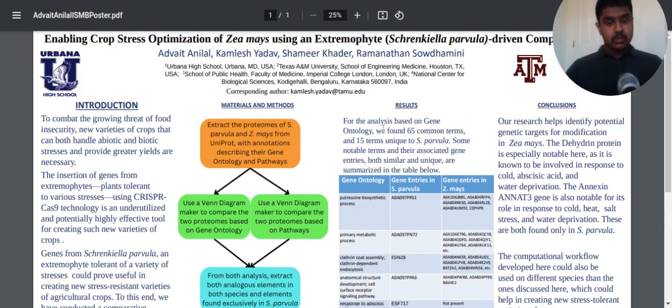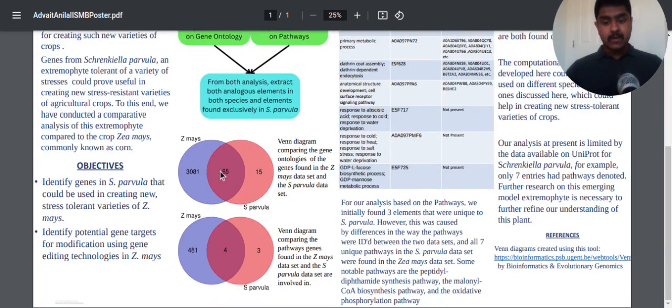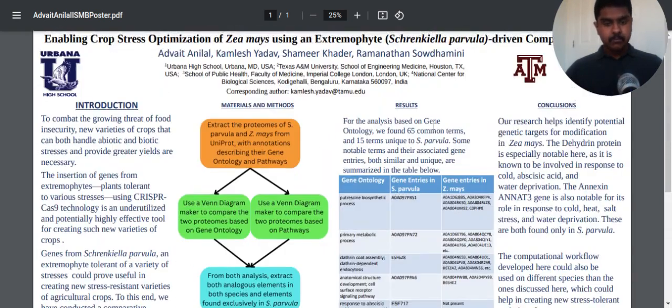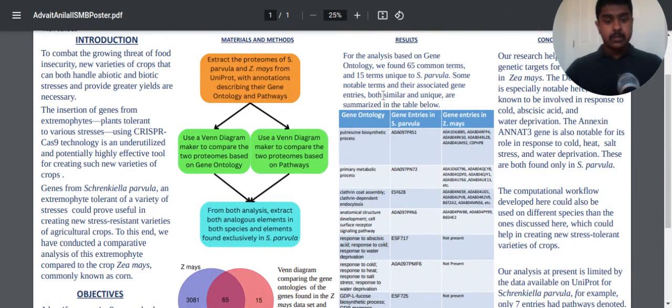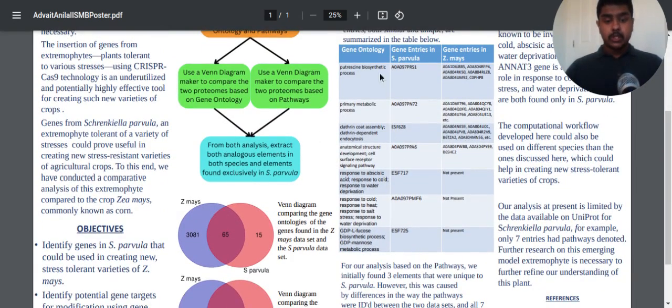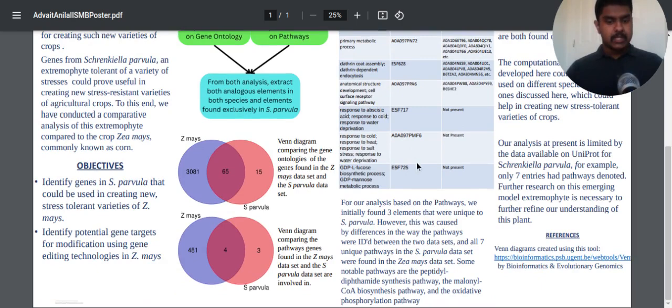So, for our results, for the analysis based on gene ontology, we found 65 common terms and 15 terms unique to S. parvula, as shown in this Venn diagram here. Some of the notable terms and their associated gene entries are shown in this table. This table only shows four gene ontology terms and their corresponding entries that are similar to both, and three that are unique to S. parvula because of a lack of space.